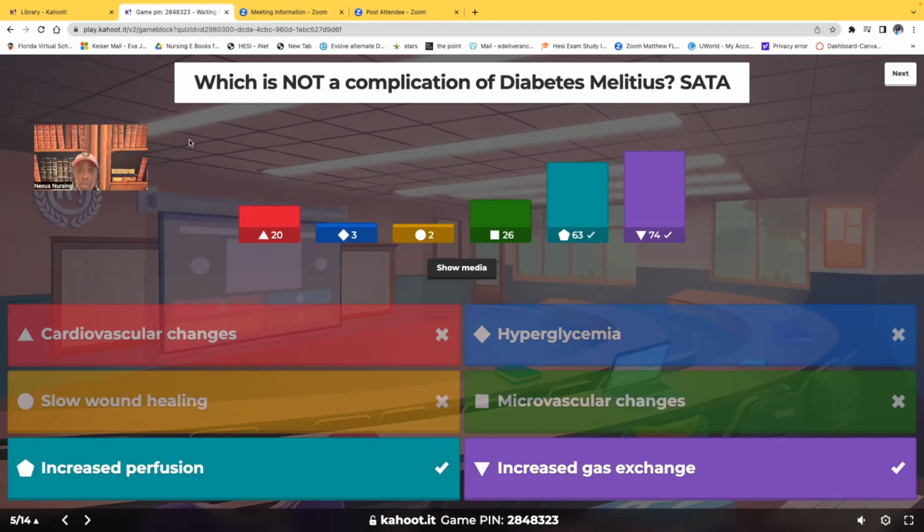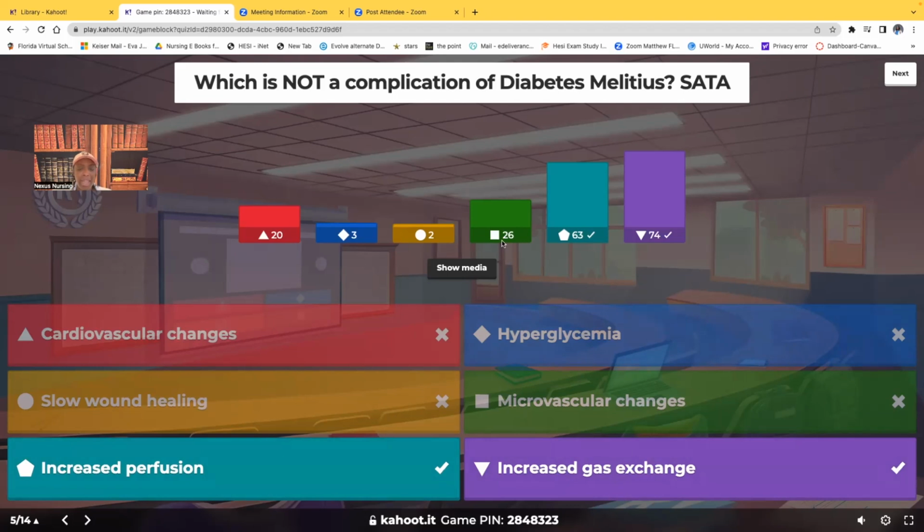You're going to see microvascular changes. Patients are going to have kidney issues. They're going to even have issues with their vision. What you're not going to see as a complication to diabetes is increased perfusion. Increased perfusion, that is a good thing. Perfusion is how much those tissues and cells and organs get all of the oxygen, vitamins, minerals, nutrients that they need to survive. Increased perfusion is a good thing. That is not a complication of diabetes. And increased gas exchange, that's a good thing. That also is not a complication of diabetes. So those are the two correct answer choices.